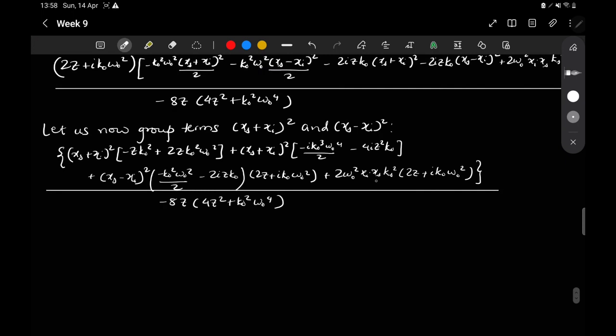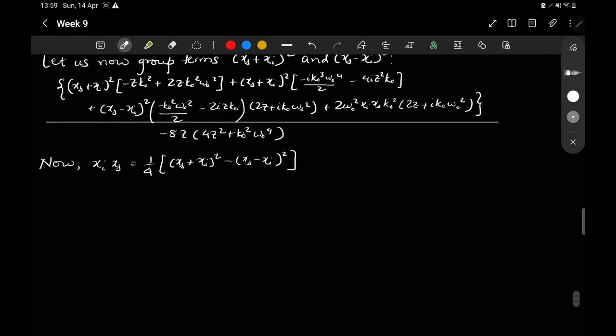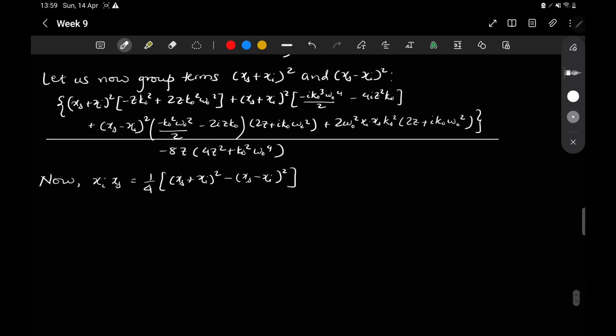Now we will look at this xi term and replace that with also a square of sum and square of difference type of terms. So now this exponential term will become the following.